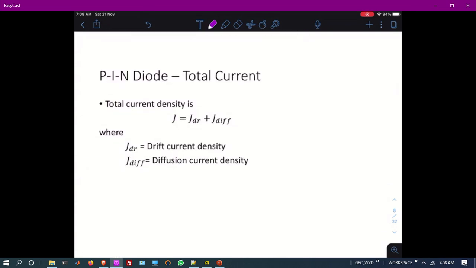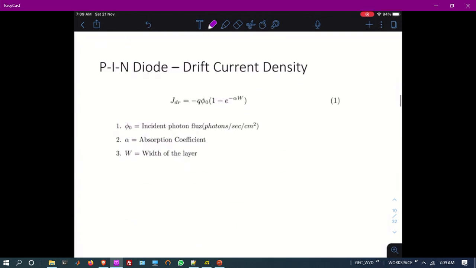So in the PIN diode, as in any type of diode, there are two types of current possible. One is drift current and another is diffusion current. Drift current is mainly because of the electric field, and diffusion current is mainly because of the concentration of the carriers in both regions of the junction. So J_DR and J_DF are the current densities, current per unit area of the junction. Okay. Now we have an expression for diffusion and drift current.